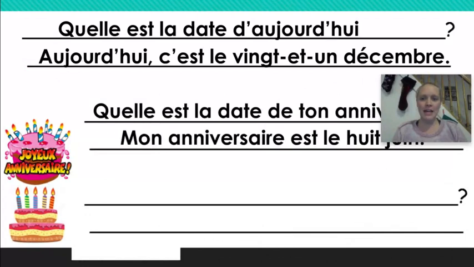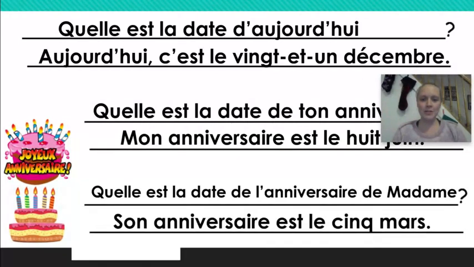Excellent. Okay. So on our notes from last class, we put the questions, quelle est la date de ton anniversaire? Quelle est la date de l'anniversaire de Madame Masters? Now we are also adding today, quelle est la date d'aujourd'hui, today. So go ahead and add this to your notes from yesterday. I know that you may not have lines for this, but you can go ahead and add it on your own. Aujourd'hui, c'est le 21 décembre.